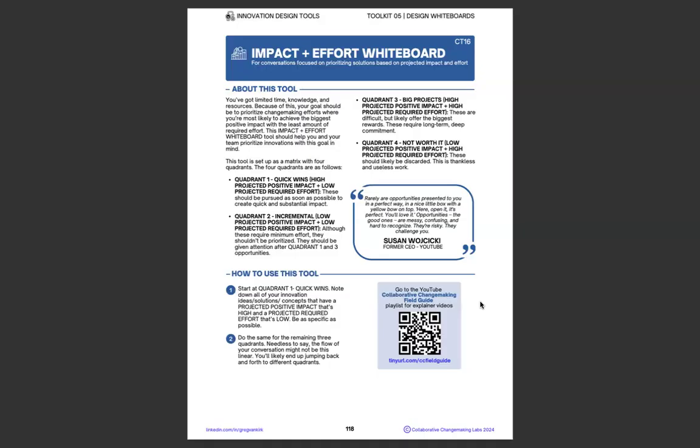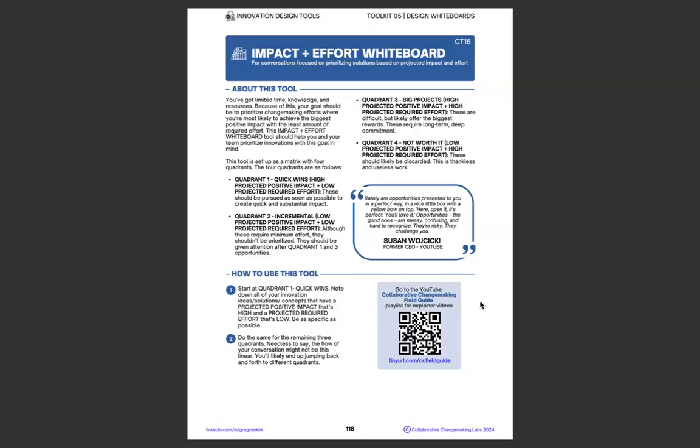The 4 quadrants are as follows. Quadrant 1, which we'll see is in the top left-hand corner, is quick wins. These are high projected positive impact and low projected required effort: high impact, low effort. These should be pursued as soon as possible to create quick and substantial impact.